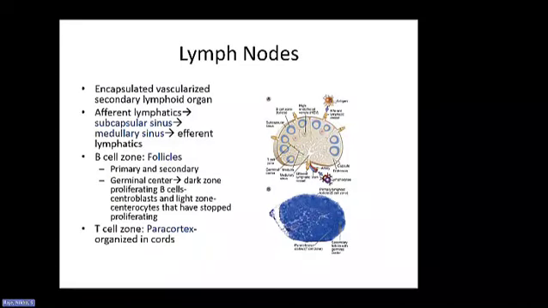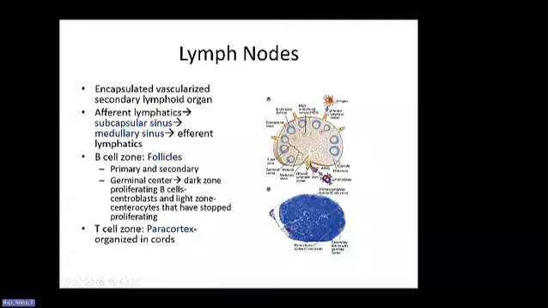So along these lymphatics are the lymph nodes, and they are an important secondary lymphoid structure. Lymph nodes are lymphoid structures that have a capsule, unlike the thymus, which we don't know too much about how it functions. Some of the structures of the lymph node are pretty well defined. It's an encapsulated, vascularized lymphoid organ.